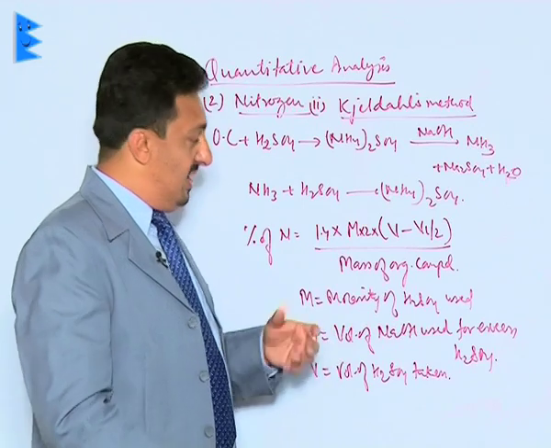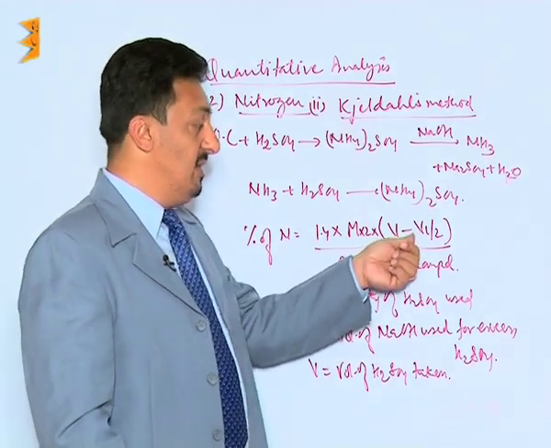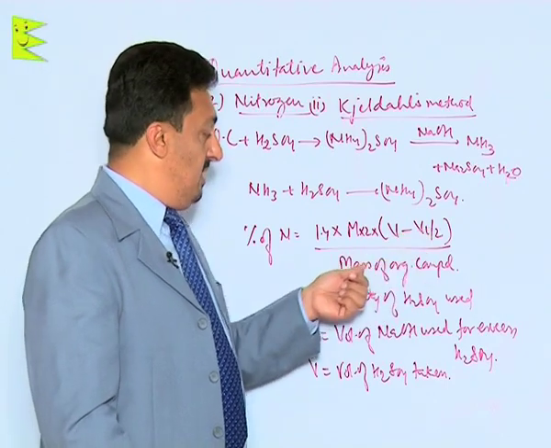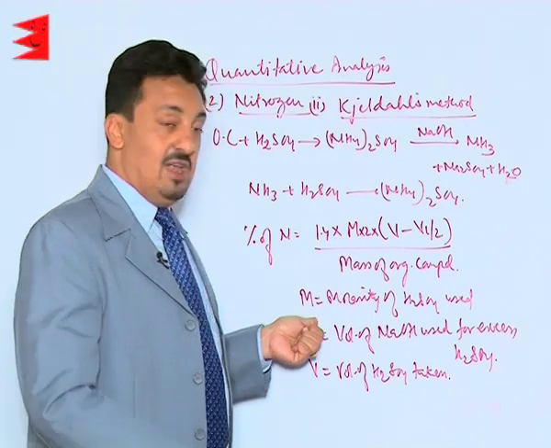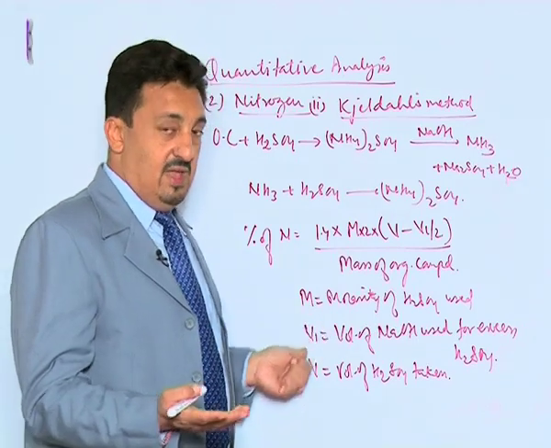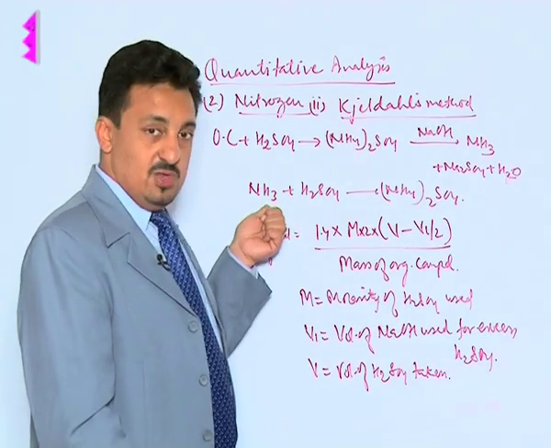And from there we can find out the percentage of nitrogen as 1.4 into M into 2V minus V1, by 2, upon the mass of the organic compound. See what is there, where this M is? M is the molarity of the sulfuric acid used, and V is the volume of the sulfuric acid actually taken to titrate this ammonia.